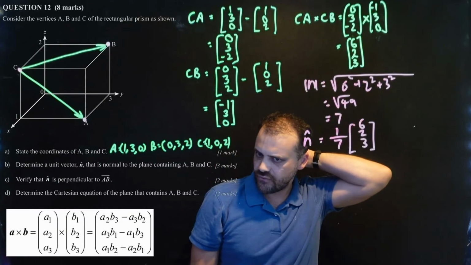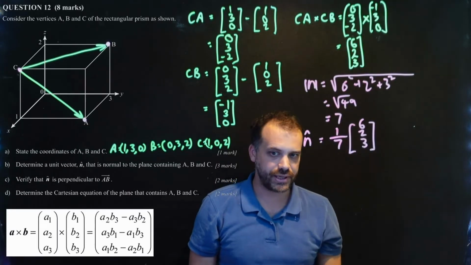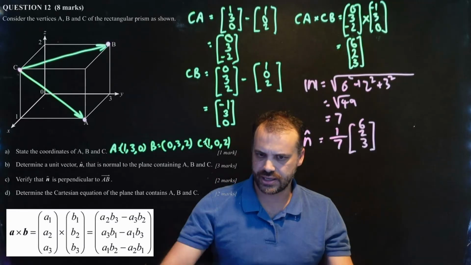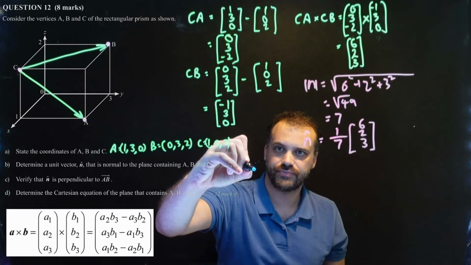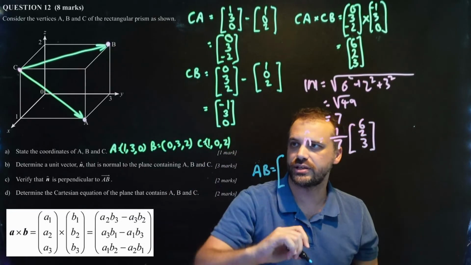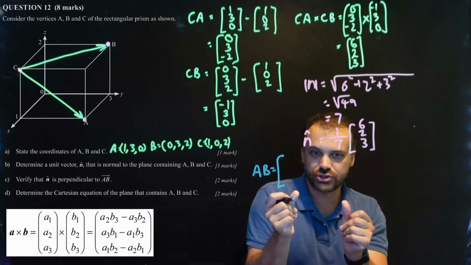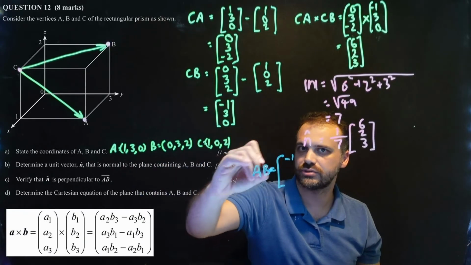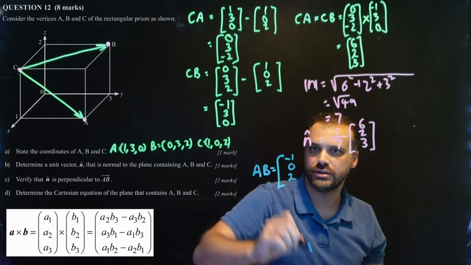The next one says verify that n is perpendicular to vector AB. Okay. We actually haven't calculated vector AB yet. So in order for us to do that, we really need to look at what AB is. AB is equal to, and we know how to find this, B minus A. All right, so let's just do it. 0 minus 1 is minus 1. 3 minus 3 is 0. And 2 minus 0 is 2.